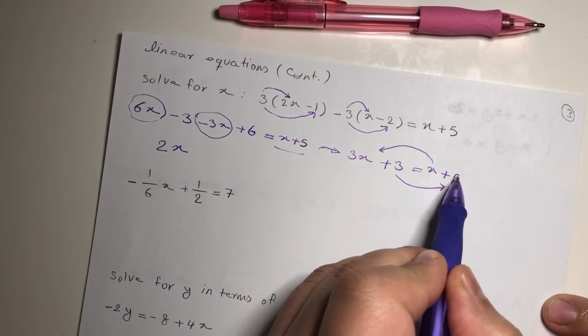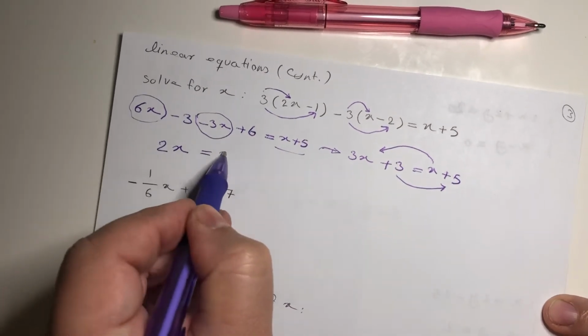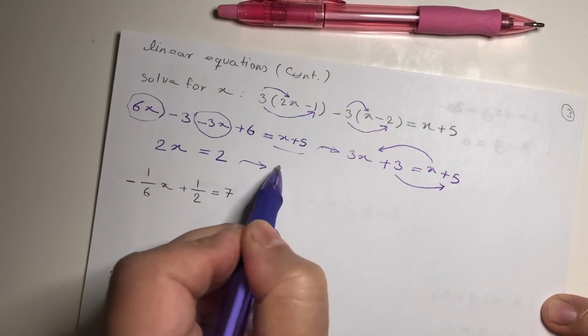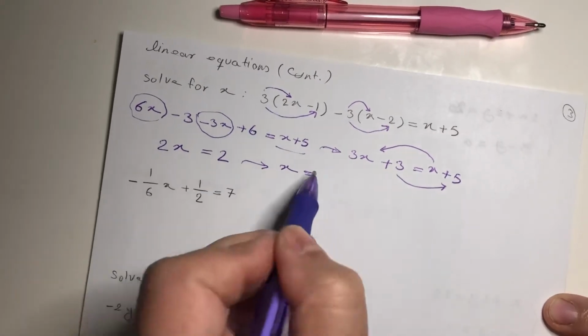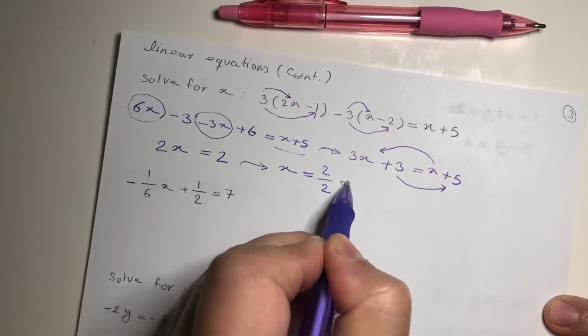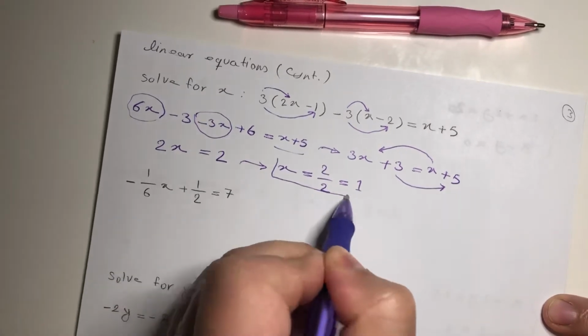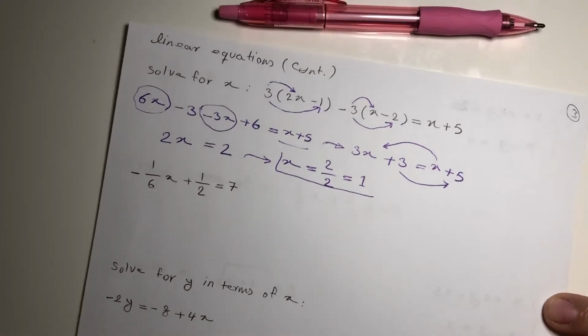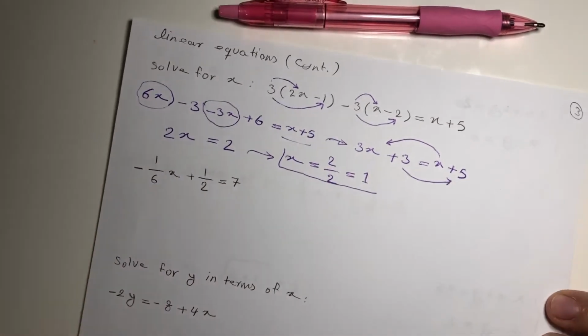So it will become 5 minus 3, means 2. Then here x becomes 2 divided by 2 means 1. So we solved the equation for x. Let's look at the next example.